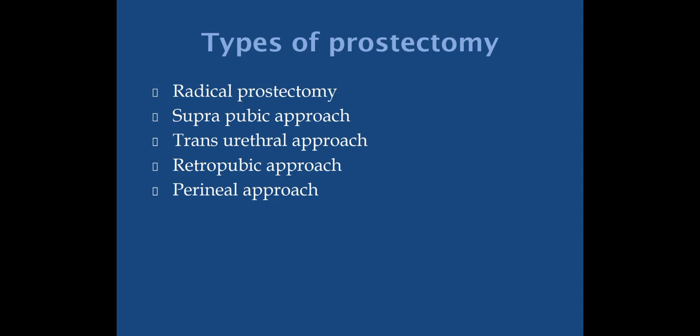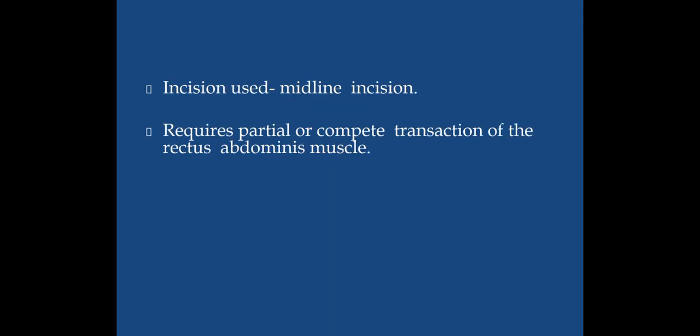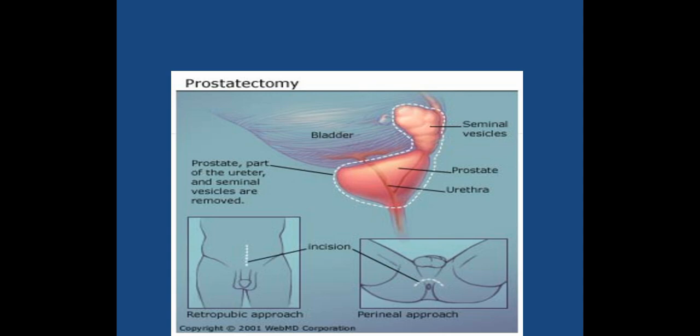So there are different types of prostatectomy. One is radical prostatectomy, second one is suprapubic approach, transurethral approach, retropubic approach and perineal approach. Incision most commonly used for prostatectomy is the midline incision. It requires partial or complete transection of the rectus abdominis muscle. So in this picture, approaches of prostatectomy are shown. In the first picture we can see retropubic approach incision, and in the second picture we can see perineal approach for prostatectomy.